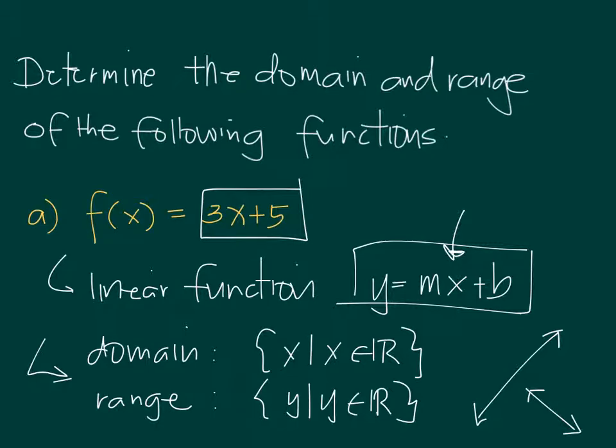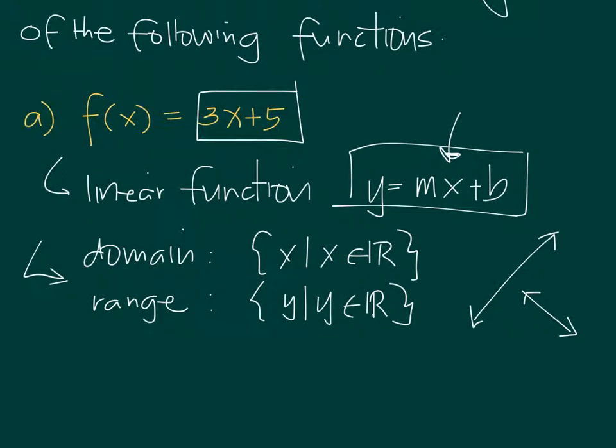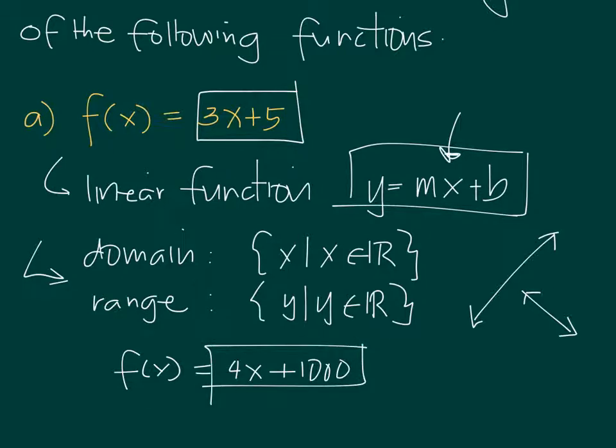Okay, so the next time you see f of x equal to 4x, make this 1000, focus on the structure. This is a linear function. Domain is x, such that x is a real number, or all real numbers, and same with the range, it's all real numbers. That's it. Okay, so that should not be confusing.